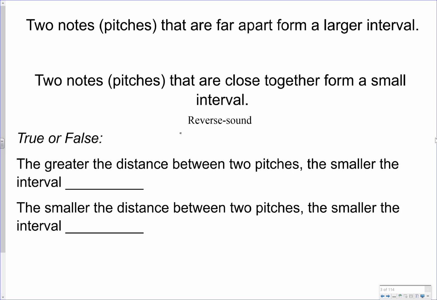So the first one: the greater the distance between 2 pitches, the smaller the interval. Hopefully you said false. For the second one: the smaller the distance between 2 pitches, the smaller the interval. And that indeed is true.